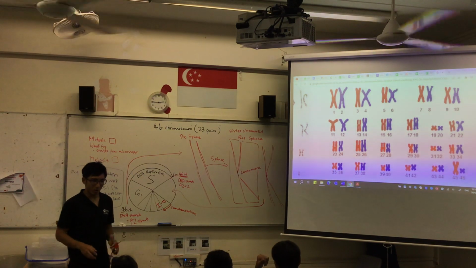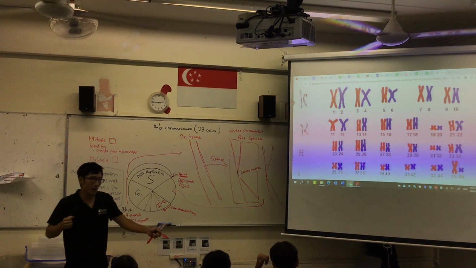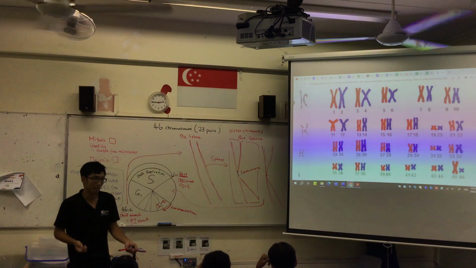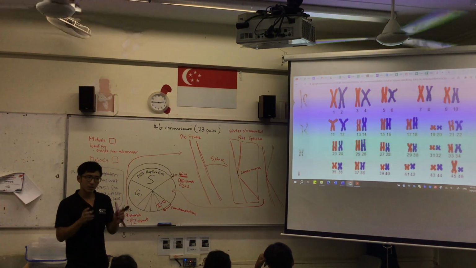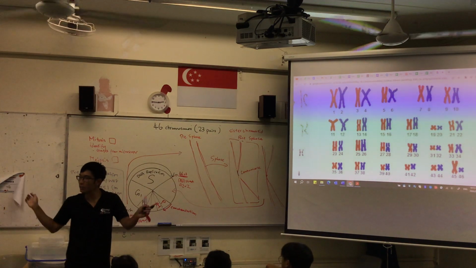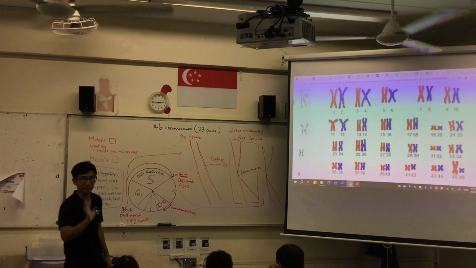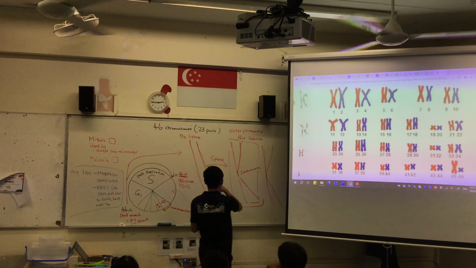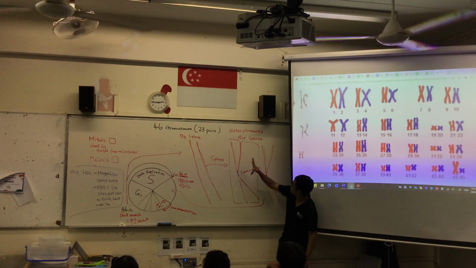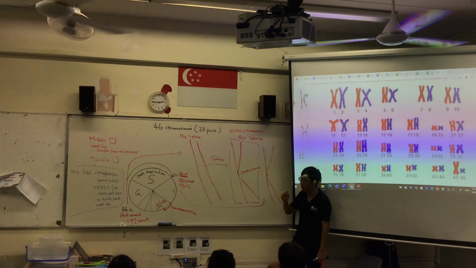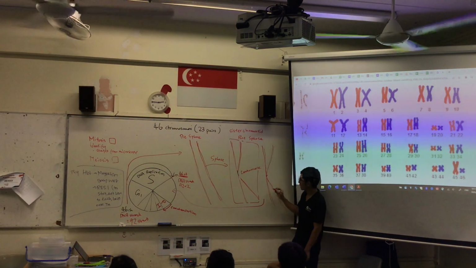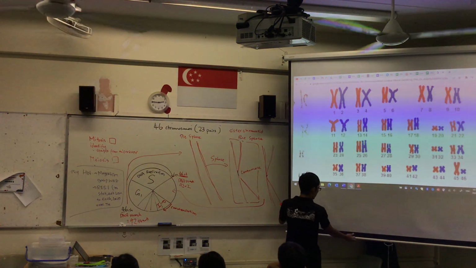If I ask you to pull many different strings apart, chances are they'll get tangled up. The cell has devised a very unique way of separating these strings of DNA without any tangling taking place. And the way they go about it is, after S phase has occurred, they go through one more step during prophase.